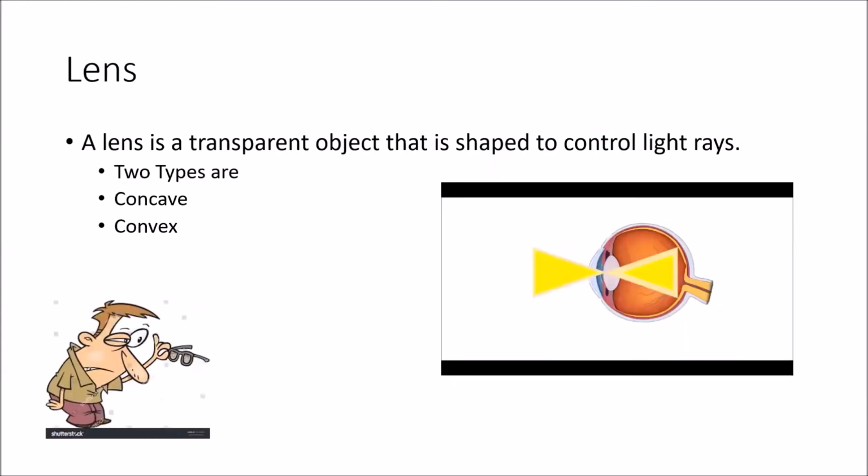Okay, so let's go back to our definition of a lens. A lens is a transparent object that is shaped to control light rays. Okay, so remember we have lens inside of our eye, and you also have artificial lens or man-made lens. These are what you're gonna find inside glasses or a magnifying glass, for example. So a lens is a transparent object that is shaped to control light rays. All right, you have two types of lens. You have concave lens and you have convex lens.